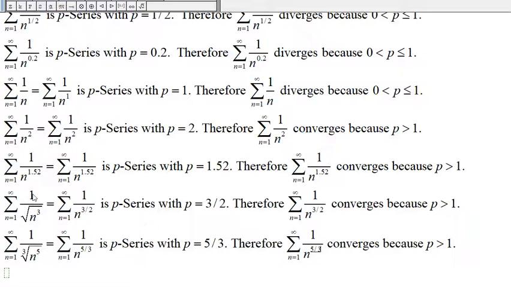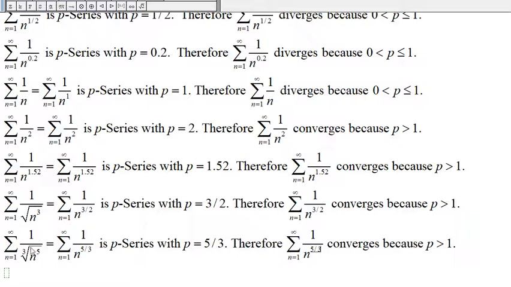Here we have the series 1 divided by the square root of n to the third. The square root of n to the third is the same as n to the 3 halves. So the exponent 3, the root number 2. So 3 divided by 2 is a P series with P equal to 3 halves, but 3 halves is greater than 1, and therefore this series converges.